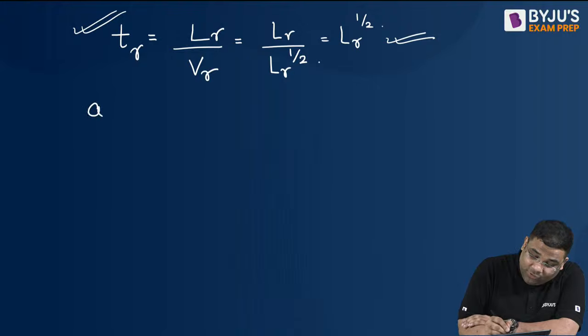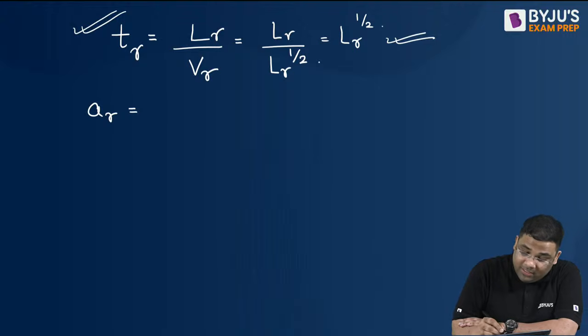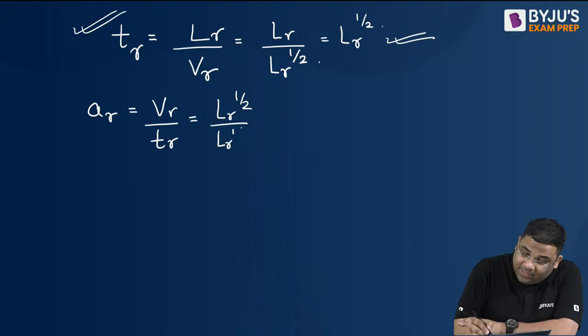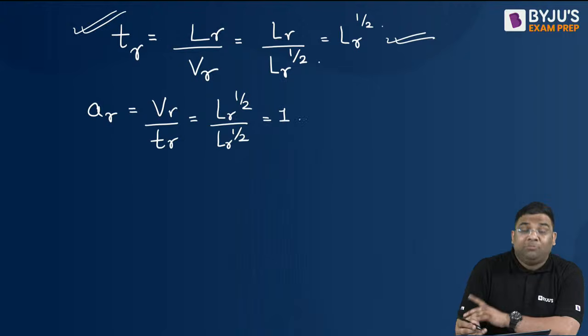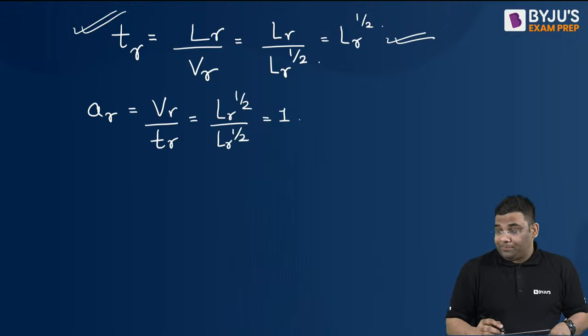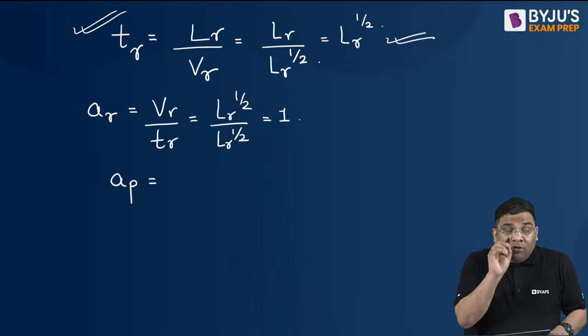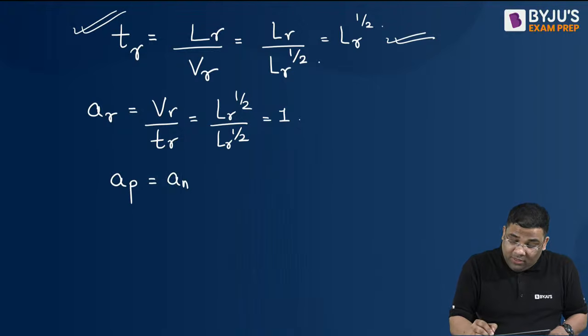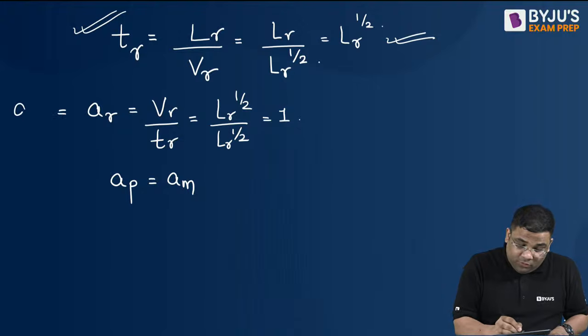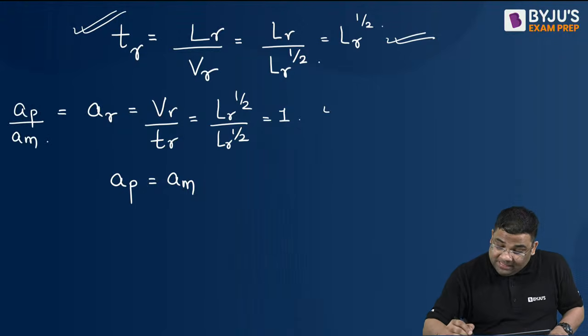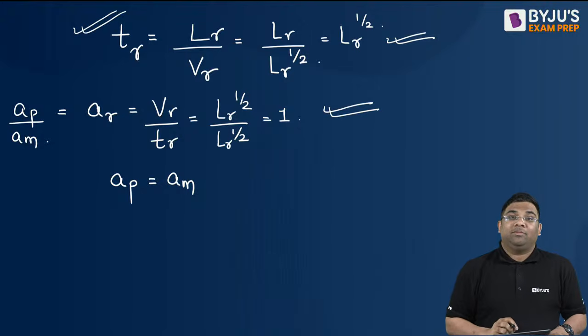If I take the ratio of acceleration, it is velocity by time. So velocity ratio by time ratio, that means LR half by LR half, making it 1. So as per fluid number similarity, the acceleration in the prototype or actual structure will be equal to the acceleration in the model, because this is prototype by model. Again you see, these concepts come from one single concept, right?